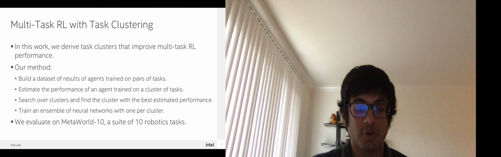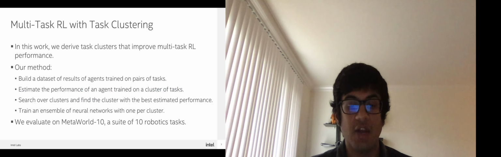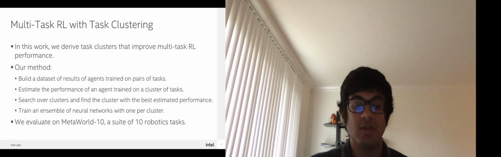Our approach has 4 steps. First, we build a dataset of results using agents trained in pairs of tasks. This allows us to capture the effective task interference between each pair, and therefore helps us build larger clusters with least interference. Second, we use our pairwise dataset to estimate the performance of larger clusters. Third, using this estimated performance score, we search over clusters to find the best task assignment. Fourth and finally, we train a neural network to solve each cluster.